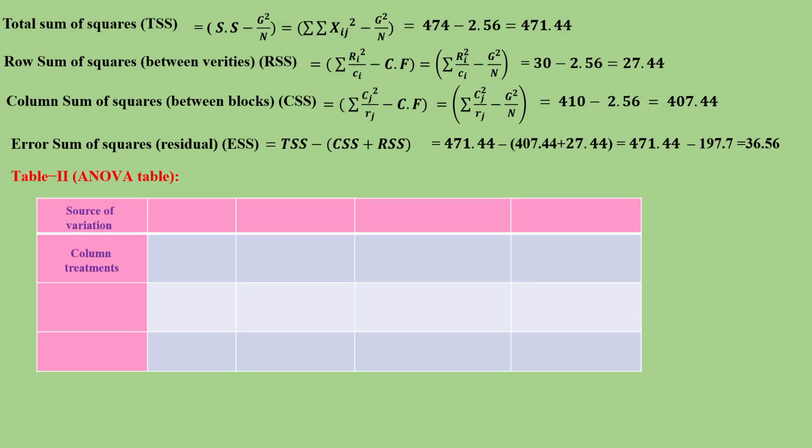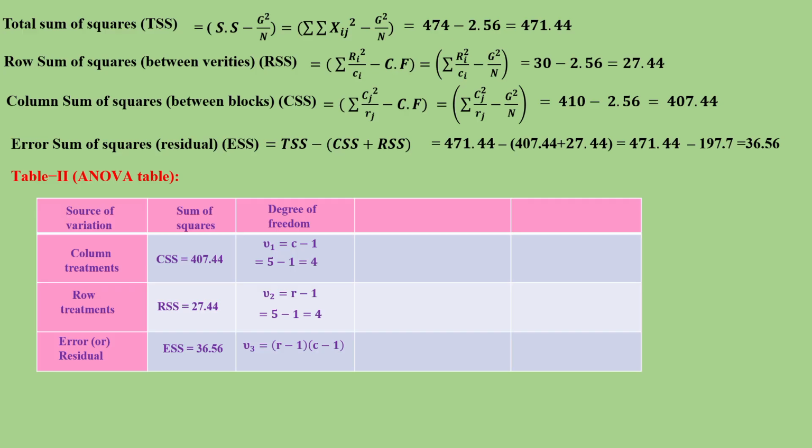Then the ANOVA table: source of variation, column, row, error. Sum of squares: CSS 407.44, RSS 27.44, all the details are above, and ESS 36.56. Degrees of freedom: C minus 1, 4; then R minus 1, 4; and for error, R minus 1 into C minus 1, 4 into 4, 16. Next, mean sum of squares: column 101.86, row 6.86, error 2.286.